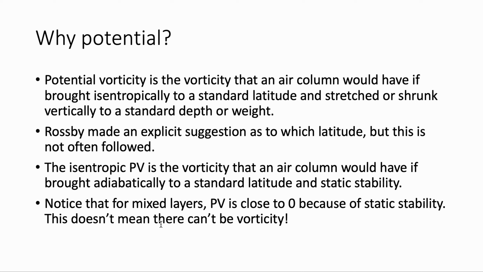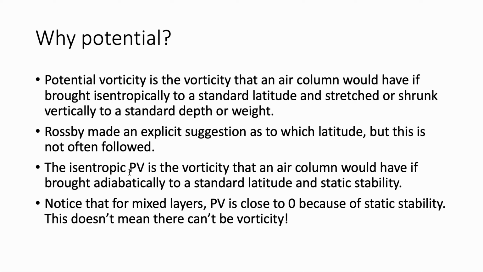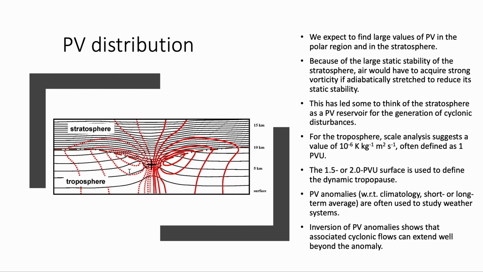One interesting thing, and we'll get to see the consequences in a moment. If we can go back one slide, notice that PV crucially contains this static stability. So it's not just a function of vorticity itself, but it is also a function of the stability. And so if we go in areas of the atmosphere that are very stable, such as boundary layers, for example, in boundary layers we would expect the potential vorticity to be pretty small. Not necessarily zero, it doesn't mean that there can't be vorticity, but the potential vorticity is likely going to be pretty small. On the other hand, if we go either in polar regions where the absolute vorticity is pretty high, or if we go in regions of really strong static stability, e.g. the stratosphere, we would expect potential vorticity to be really high.